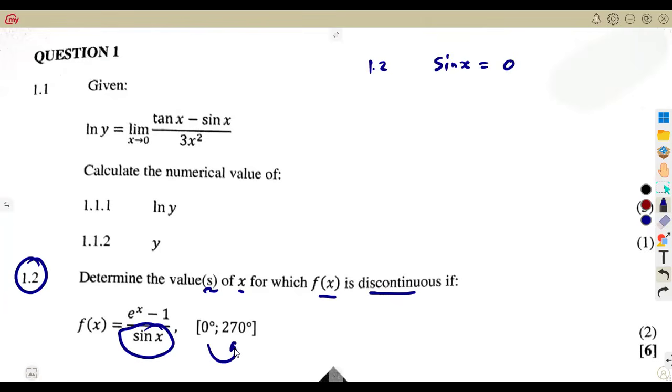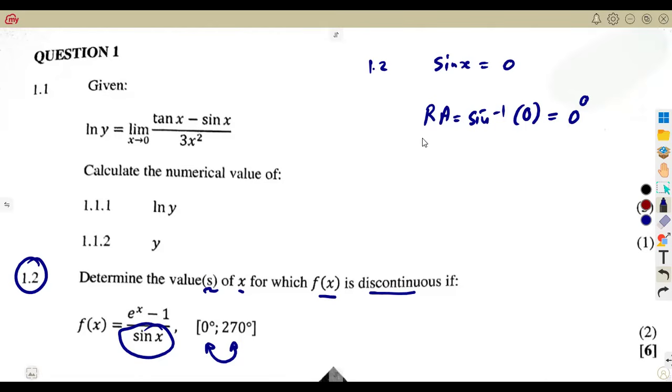So within the interval of 0 to 270, what are the values of x that we are going to have if we solve? Remember, there's a trigonometric equation. There are so many answers there. From your N4, you're going to determine the reference angle, which is simply equivalent to the arc sine of 0 there, and that gives us 0 degrees.